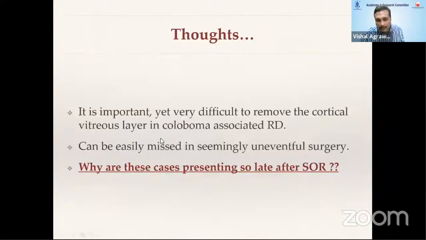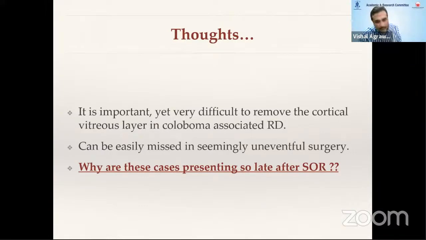What were my thoughts while compiling these cases for this presentation? Of course, we all know that it is important and yet very difficult to remove the cortical vitreous layer, especially in coloboma-associated RDs. These layers are very thin in these RDs, and you can easily miss them. Everything looks so good intraoperatively, in a seemingly uneventful surgery, and these are causes of recurrences.